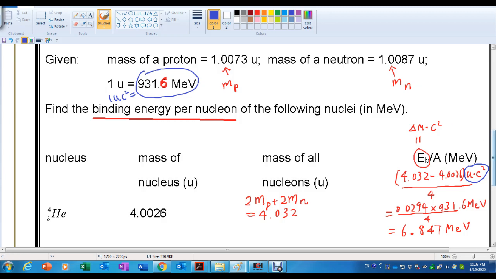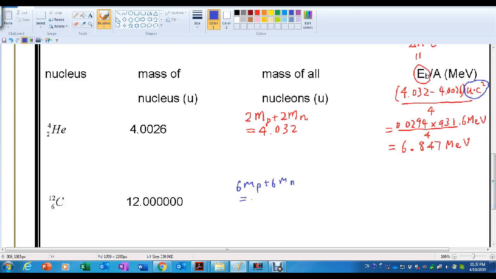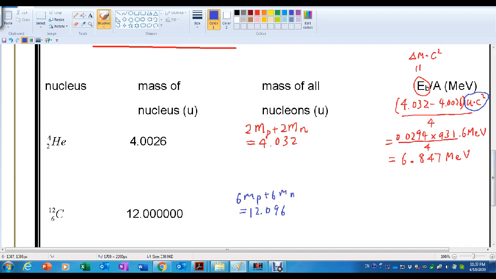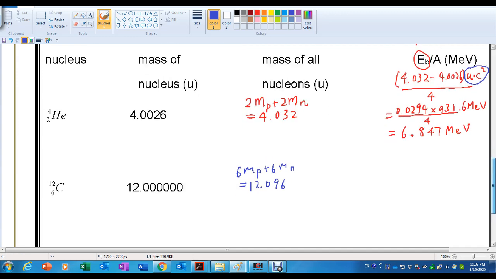So it becomes about 12.09 U, of course. Can we calculate the E_B, the binding energy? You need to use 12.0096 minus 12, that's 1 U C squared. How many of them? There are 12 of them.